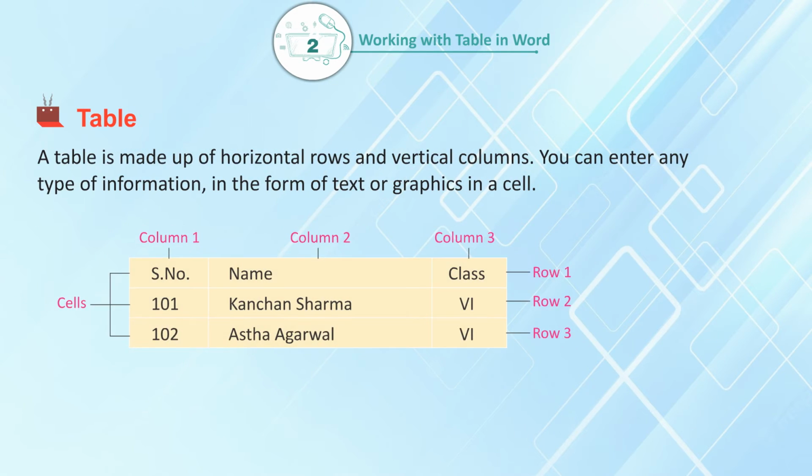Table. A table is made up of horizontal rows and vertical columns. You can enter any type of information in the form of text or graphics in a cell. Cells. Column 1, column 2, column 3. Serial number. Name. Class. Row 1. 101. Kanchan Sharma, 6th. Row 2. 102. Astha Agarwal, class 6. Row 3.